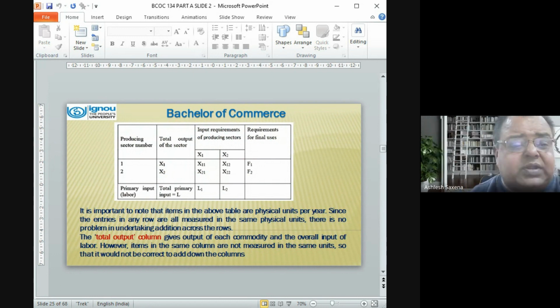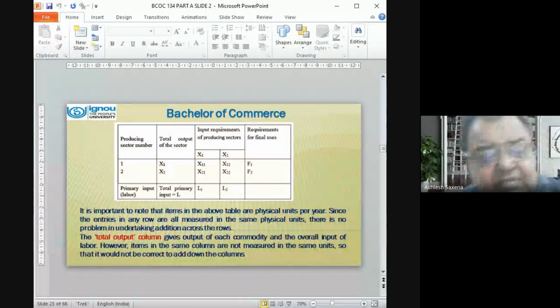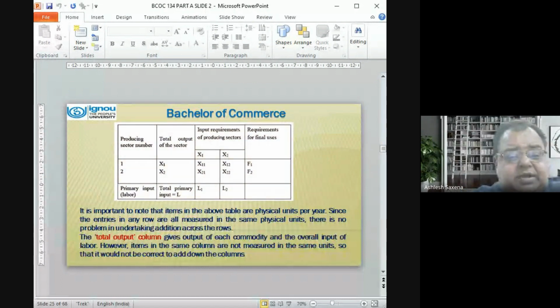Now it is important to note that items in the above table are physical units per year. Since the entries in any row are all measured in the same physical units, there is no problem in undertaking additions across the rows. The total output column of each commodity and the overall input of labor. However, items in the same column are not measured in the same unit. So it would not be correct to add the columns down.